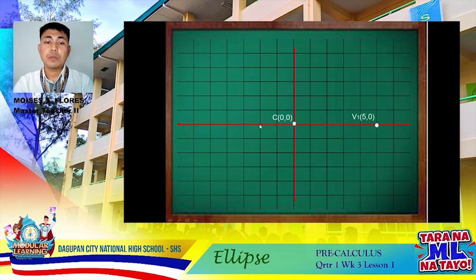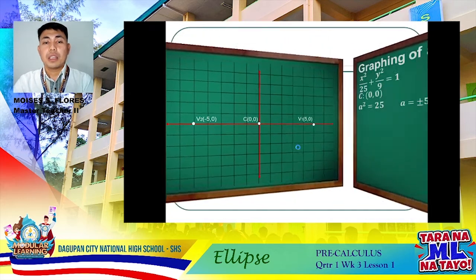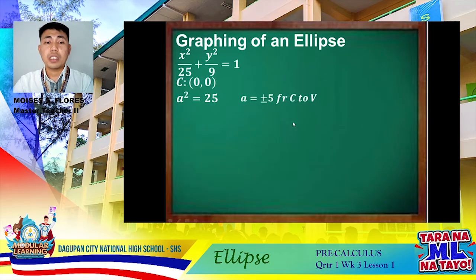Then 1, 2, 3, 4, 5 on the other side. There you have our vertex 1 and vertex 2, or simply V1 and V2. Okay, let's proceed. This time, after the major axis, to show our minor axis, which is 9, and extract it, we have b, therefore it is positive or negative 3.